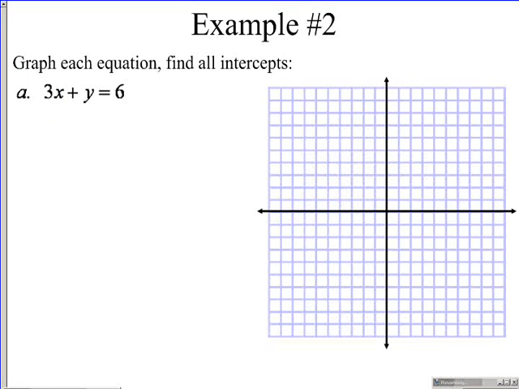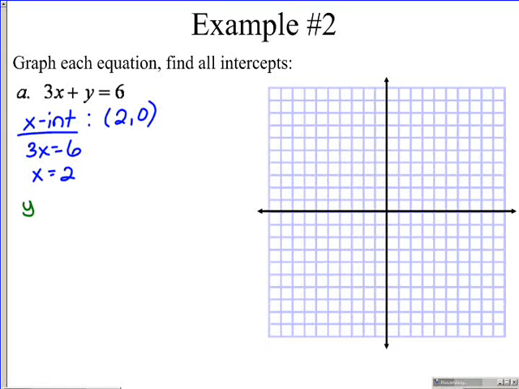Graph each equation, find all intercepts. At this point, I don't care what method you use to graph. If you want to put this in slope-intercept form and graph it by slope and y-intercept, go ahead and do so. Doesn't matter to me. In this case, though, since we have to already find the intercepts, let's go ahead and do that, and let's graph it by finding the intercepts. Start with the x-intercept. To find that, we are going to put 0 in for y. And solve, we get x equals 2, which then means our x-intercept is the ordered pair 2, 0.